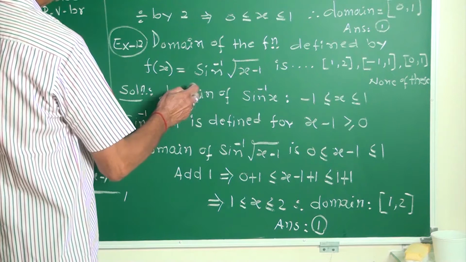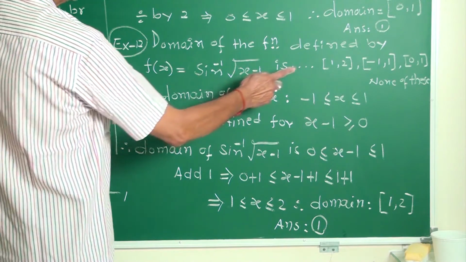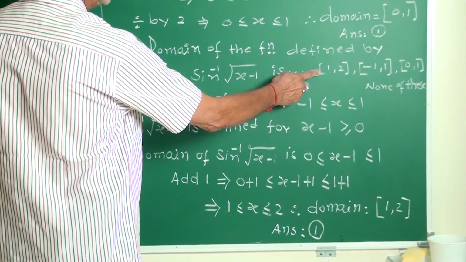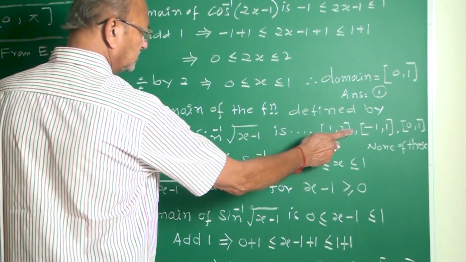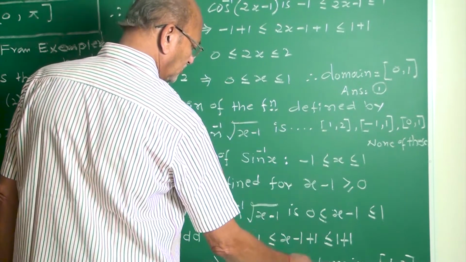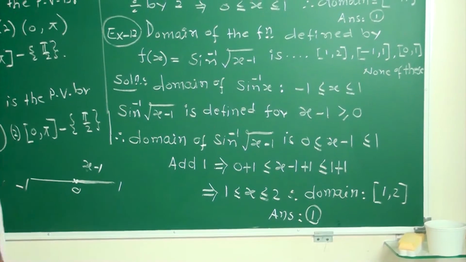Closed interval 1 to 2 means which option is the answer? Closed interval 1 to 2 means it is the first option. First, second, third, fourth. First option is the answer.